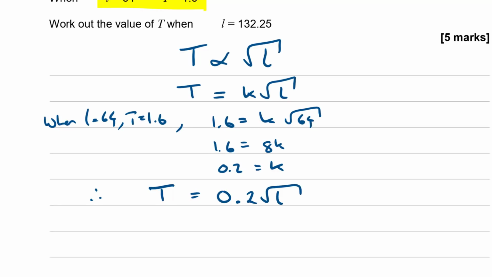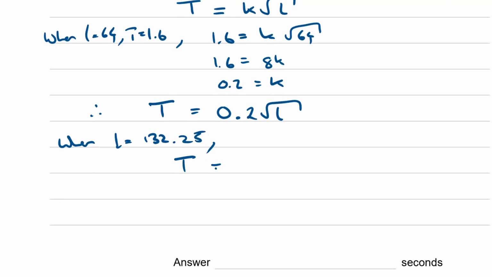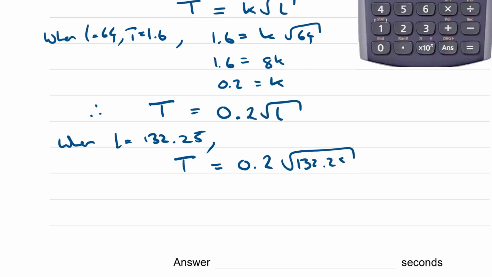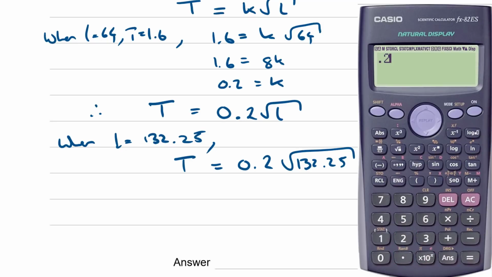Now we know that, we can work out the value of T when L equals 132.25. So when L equals 132.25, just sub that in. T then is going to be 0.2 lots of the root of 132.25. So reaching for the calculator, 0.2 times root 132.25 gives me 2.3.